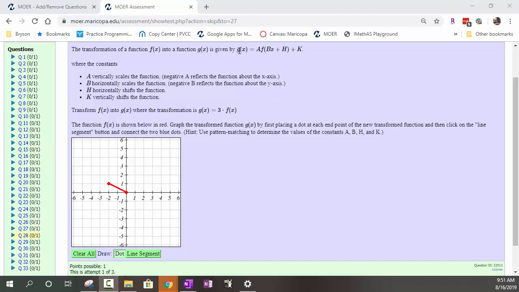Well, you also have a little guide up here that's pointing out that if your function is being multiplied by a value, that's a. A vertically scales the graph. So we're being a little helpful at this point. So we know it is a vertical scale. It's going to make the graph move up or down.